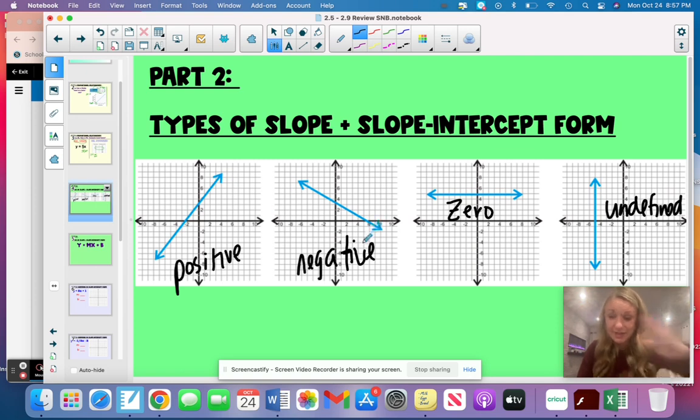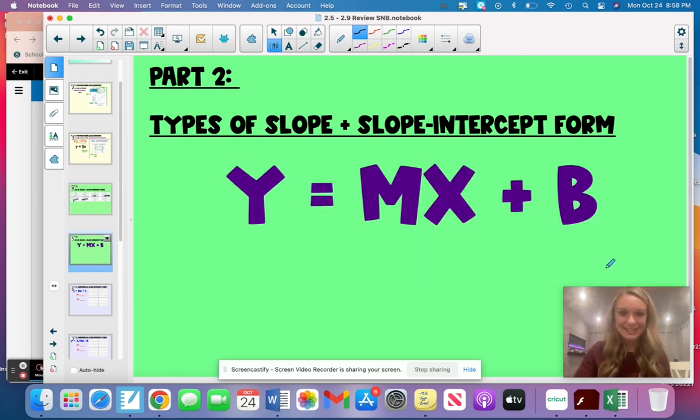So it's going upwards, that'll be positive. Downwards, that's negative. Horizontal line, there's 0 incline, 0 hills. So that would be 0. And then a vertical line is undefined. You can't travel vertically through the air. You cannot levitate. Okay. Now, this is slope-intercept form.